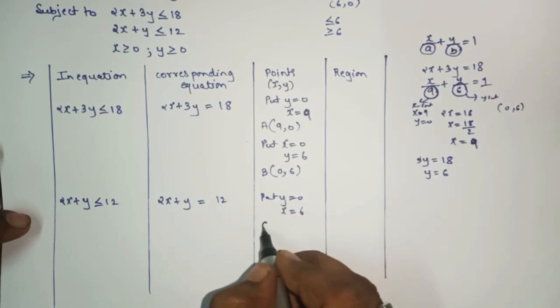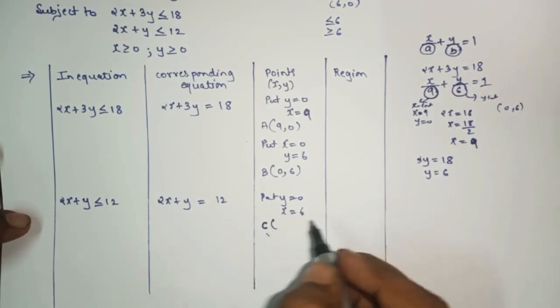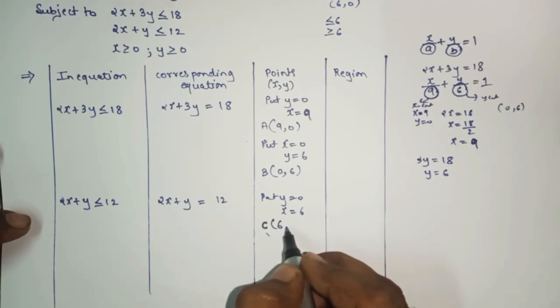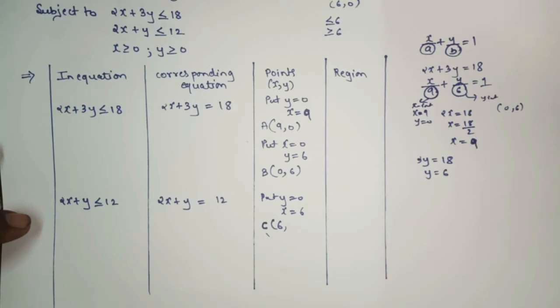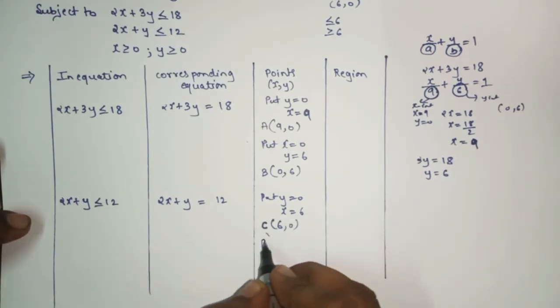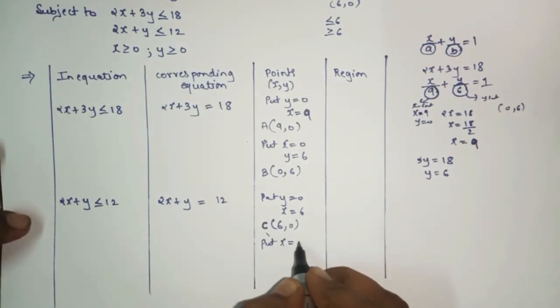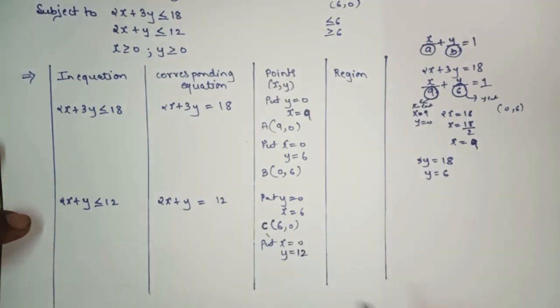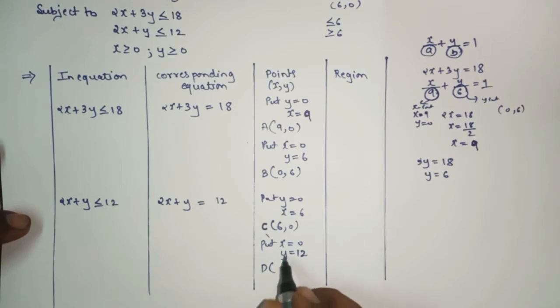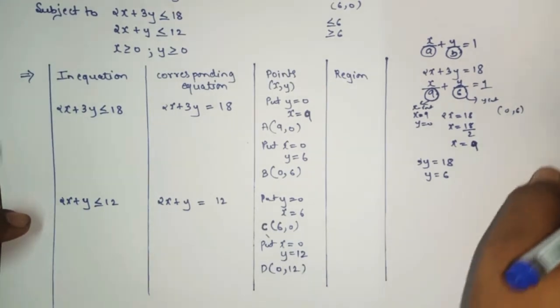So now we'll take the point as c. First, what will come? X and then y. Yes or no? Then now we'll replace the value of x by 0. So here you will get the value of y as 12. So d will be what? First you will write x and then y. Understood?